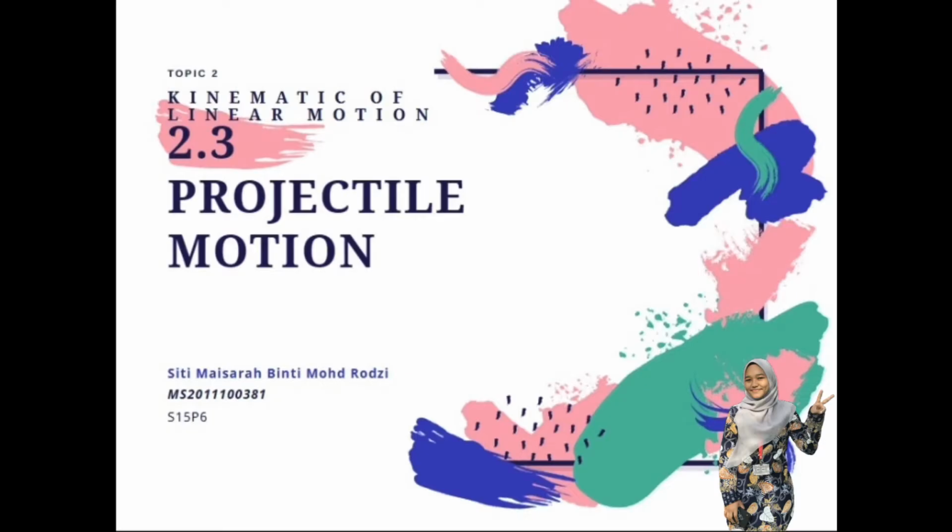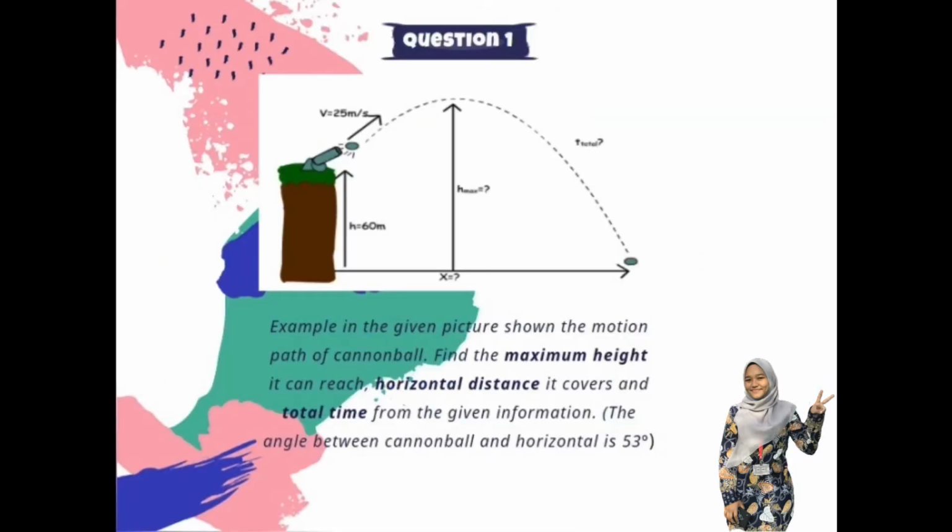Okay, in this video I will talk about projectile motion. A few questions about projectile motion. Okay, question 1. Example, in the given picture shown the motion path of cannonball and find the maximum height it can reach, horizontal distance it cover, and total time from the given information. Okay, given the angle between cannonball and horizontal is 53 degrees.